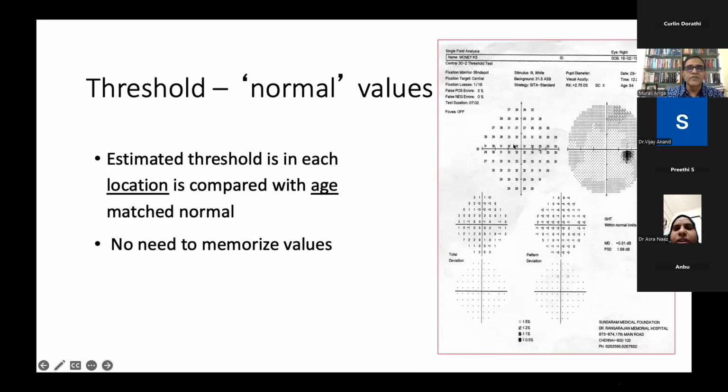So there's no need to really memorize values. A rough rule of thumb is that in the middle, the most sensitive areas, you will get between say 30 and 32 or 34, depending on the patient's age and visual acuity and so on. The mid periphery, you may get between 25 and 30. And beyond that, you will get much less than that. So it's all a rough rule of thumb, and the comparison is done with age-matched normals. It will tell you how much the expected deviation is and how much the patient has actually deviated from expected normal. So you don't really need to worry about the actual normal values.